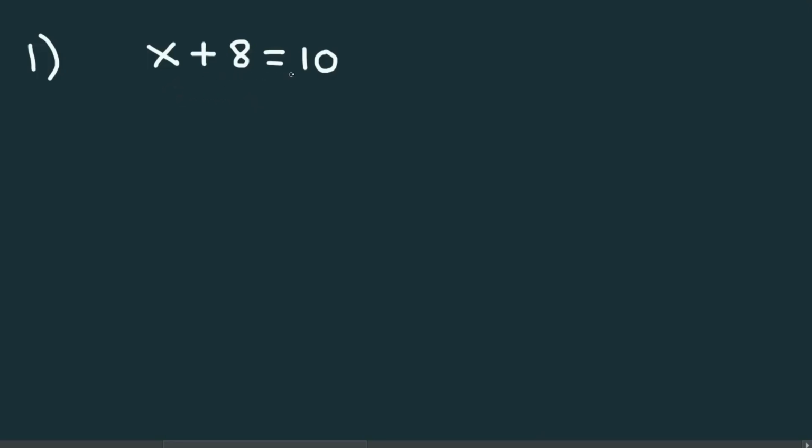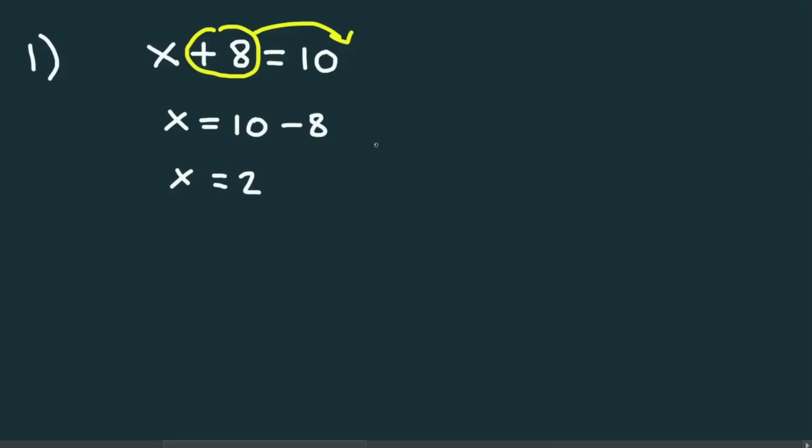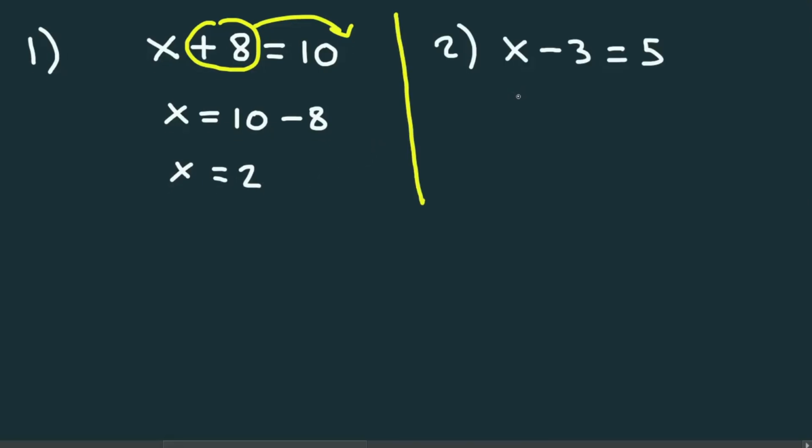Example 1, x plus 8 equals 10. So I need to take the term plus 8 to the other side. So x equals 10 minus 8, as plus 8 when it changes side, it changes sign, and x equals 2. Example 2, x minus 3 equals 5. So minus 3 goes to the other side, becomes a plus 3, so x equals 5 plus 3, and x equals 8.